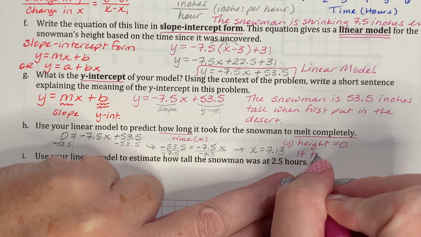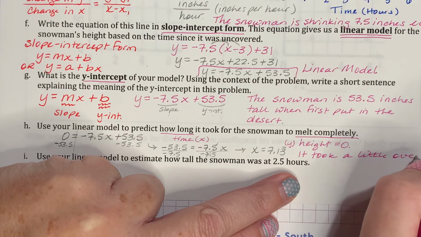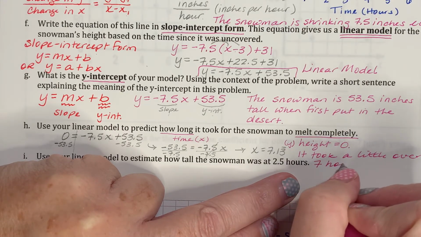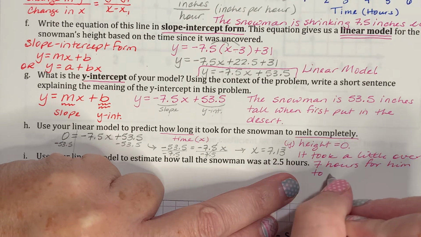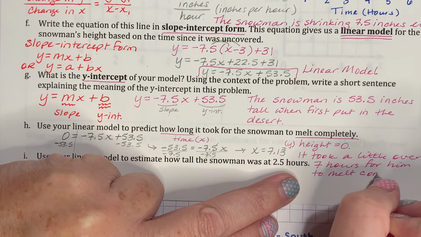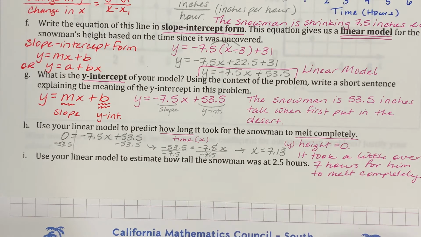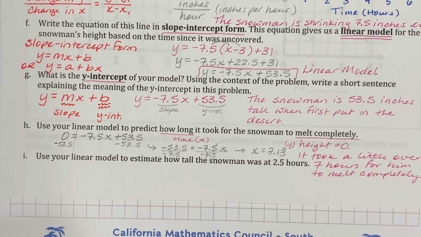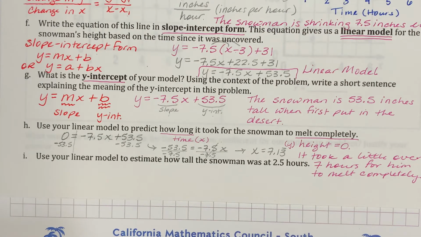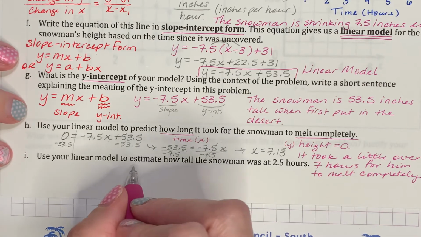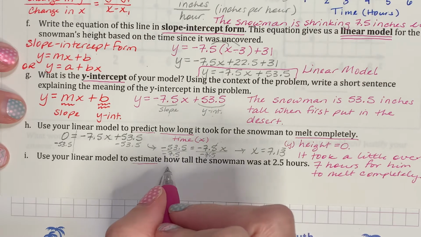So we're going to say that. It took a little over 7 hours for him to melt completely. We want to describe what's going on. All right, and then the last question here says, use your model to estimate. So again, we're estimating, or predicting, notice, how tall this time.